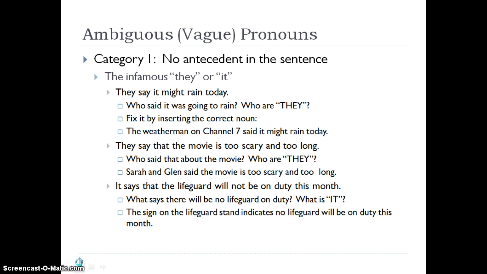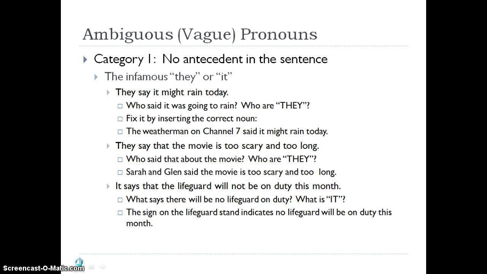They say that the movie is too scary and too long. Who said that about the movie? Just who are they? Sarah and Glenn said the movie is too scary and too long. Sarah and Glenn are the they I was referring to.